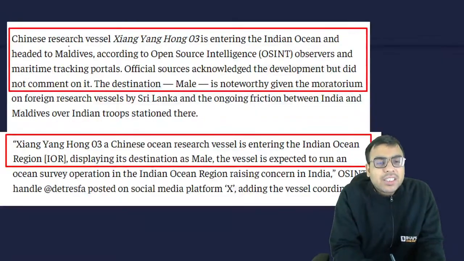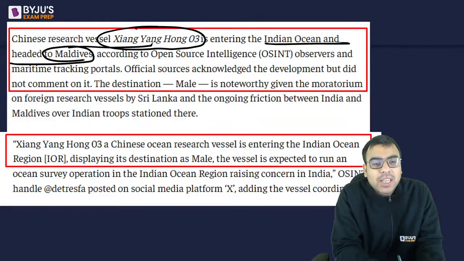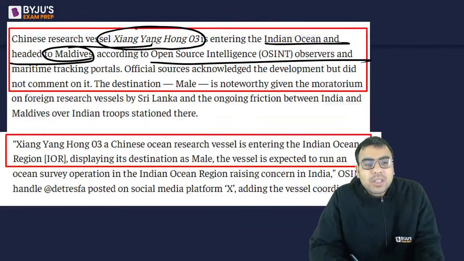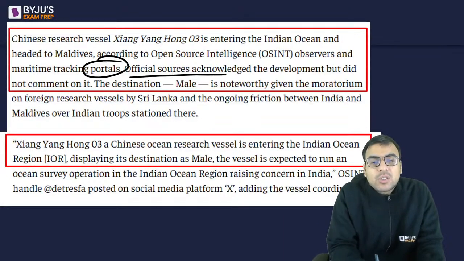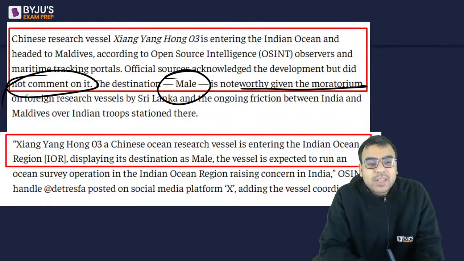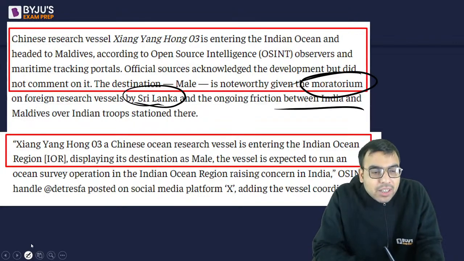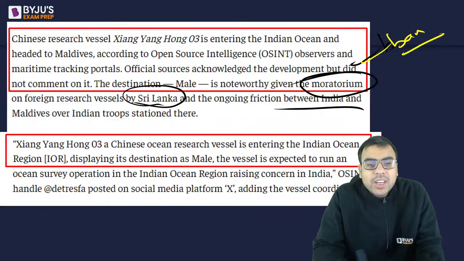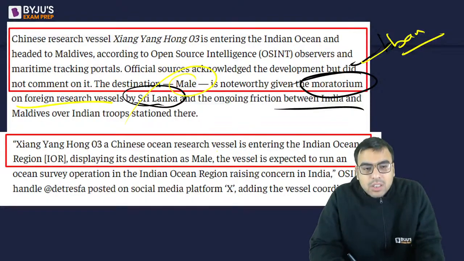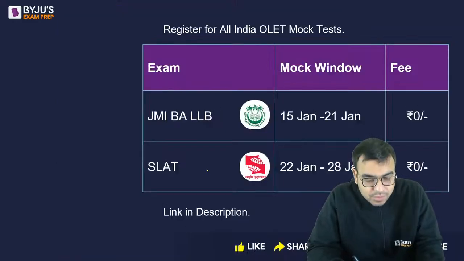Now you will see the Chinese ship, research vessel Yang Hong 03, is entering the Indian Ocean and headed towards Maldives, according to an open source intelligence observer and maritime tracking portal. Official sources acknowledged the development but did not comment on it. The destination Male is noteworthy given the moratorium on foreign research vessels by Sri Lanka. Moratorium means the same as ban. So Sri Lanka has not allowed foreign research vessels. Vessel means ship. That is why it will be moving towards Male, the capital of Maldives. And this is of course a serious thing for us, it should not happen. You should be knowing it.